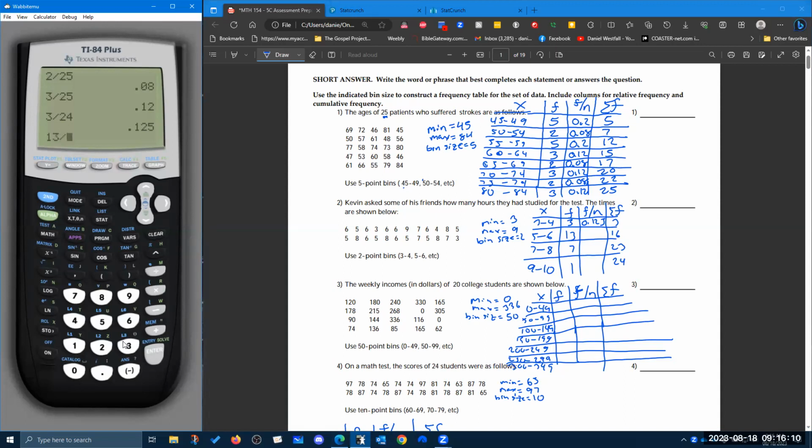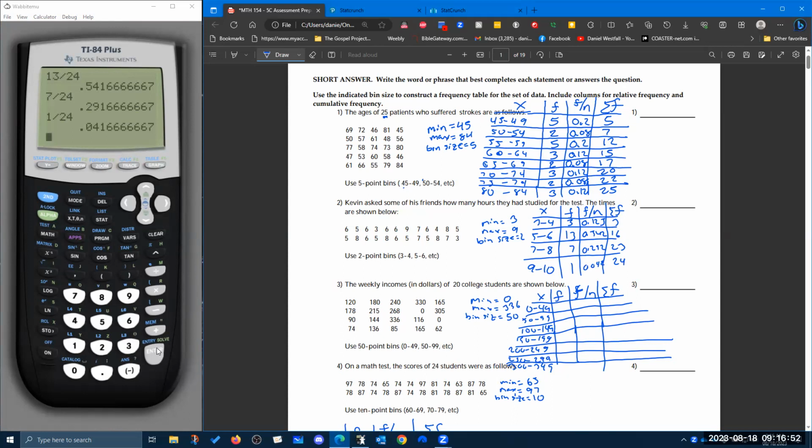13 divided by 24. It's going to be, and I'm going to round this to 3 decimal places, 0.542. 7 divided by 24, it's 0.292, and 1 divided by 24 is going to be 0.042.